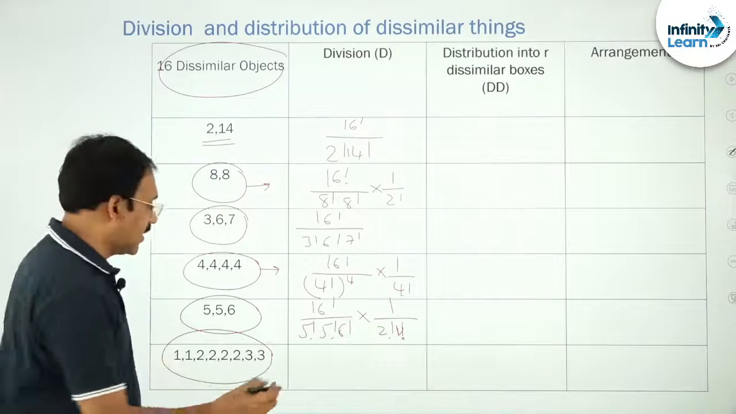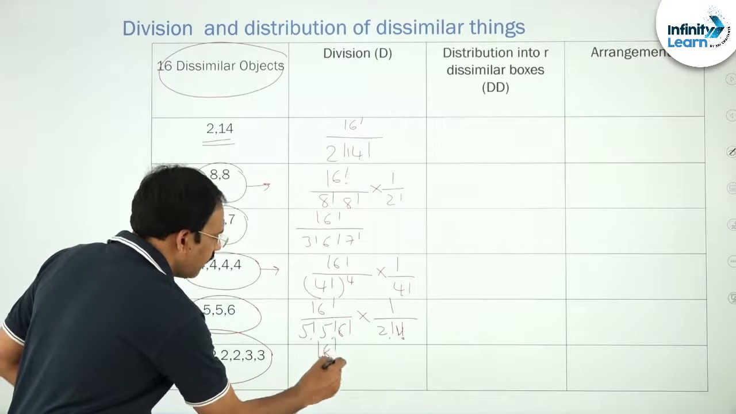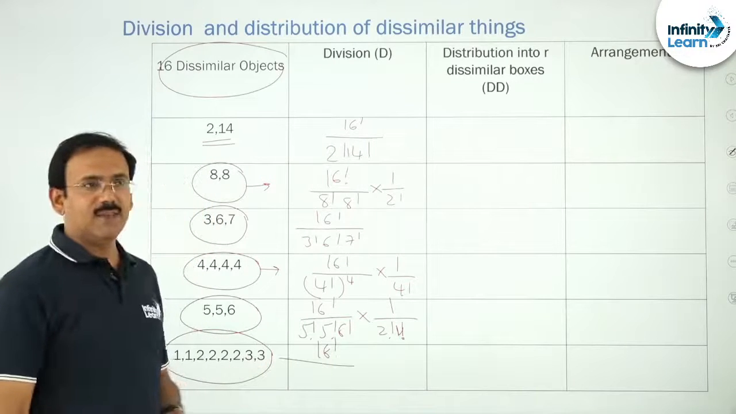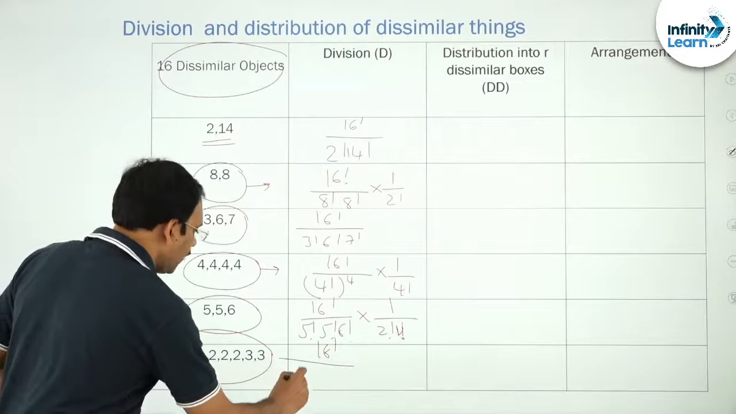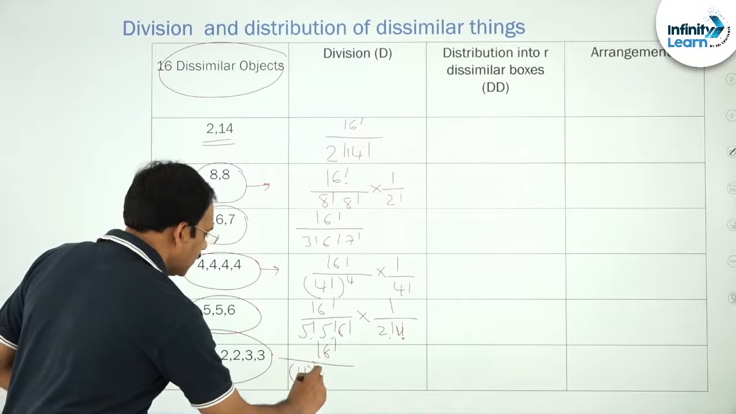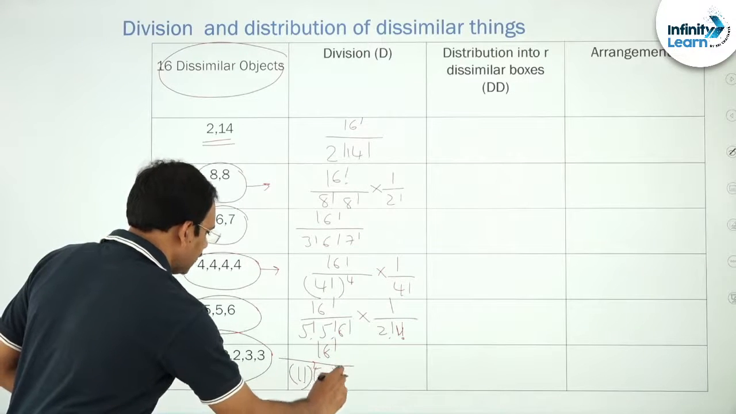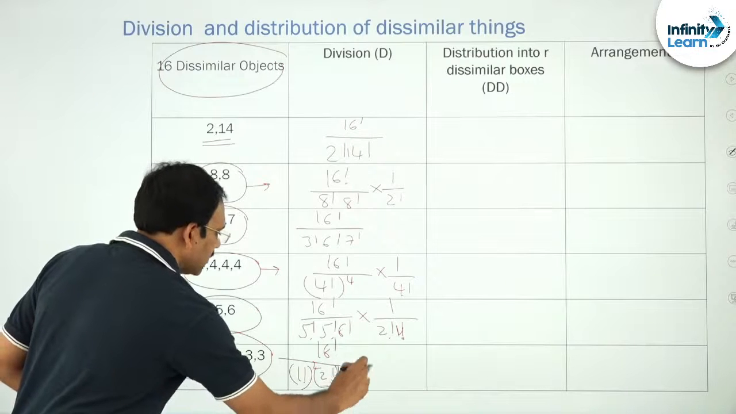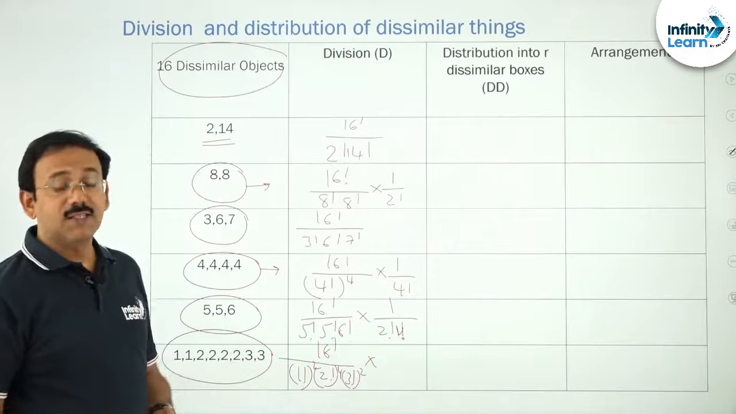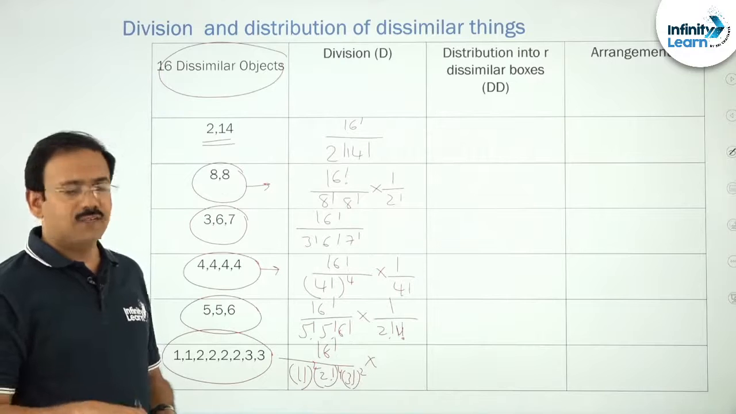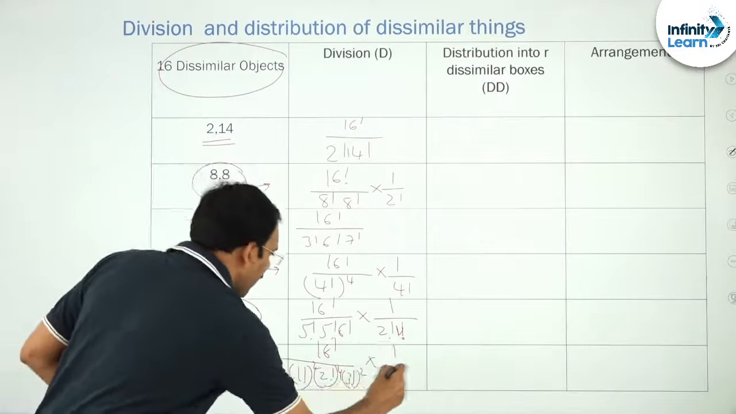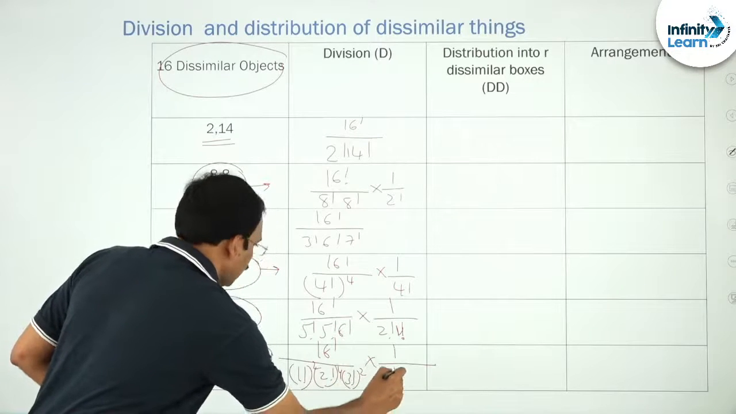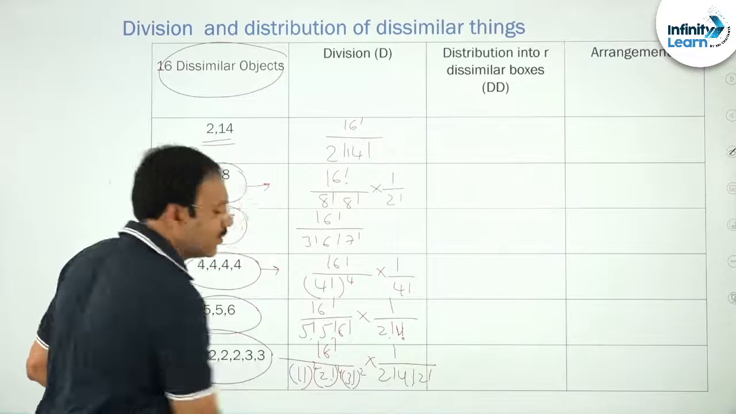Can you say the answer? Yes, 16 factorial by 1 factorial 2 times, 2 factorial 4 times, 3 factorial 2 times. Up to here you can write easily. Then the next point is important, that is this is 1 by 2 factorial into 4 factorial into 2 factorial.